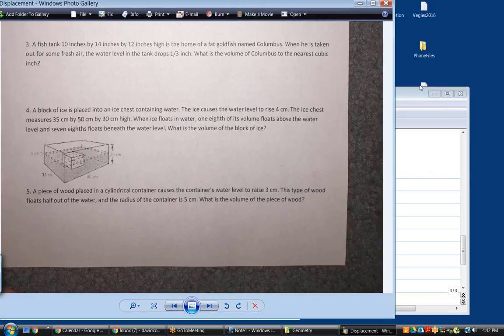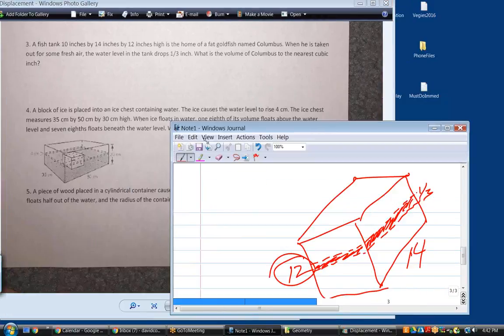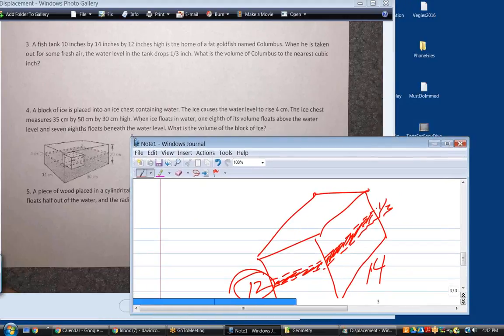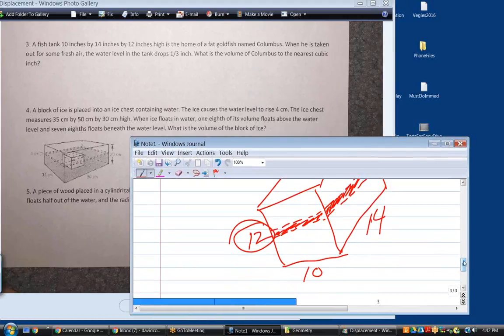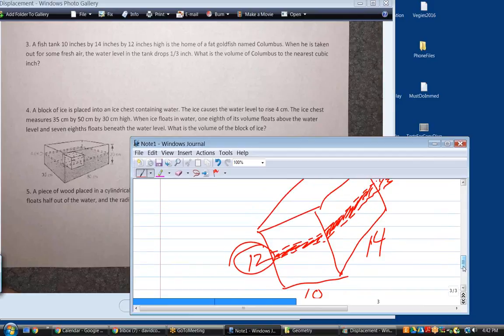All right, now they get a little tougher, but not so much. I'm going to leave my picture the same, only change the dimensions. Hold on a second. Let's erase that. And what are they telling us? They're telling us that the ice chest measures 35 by 50 by 30 high. And again, that 30 is not really going to affect things.